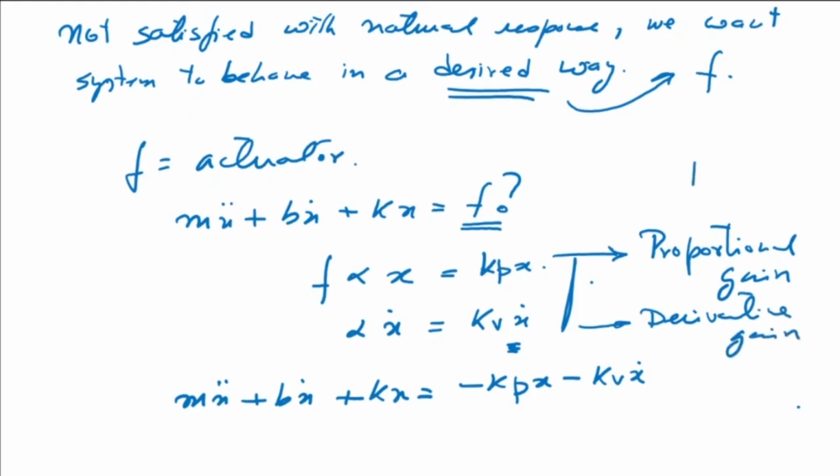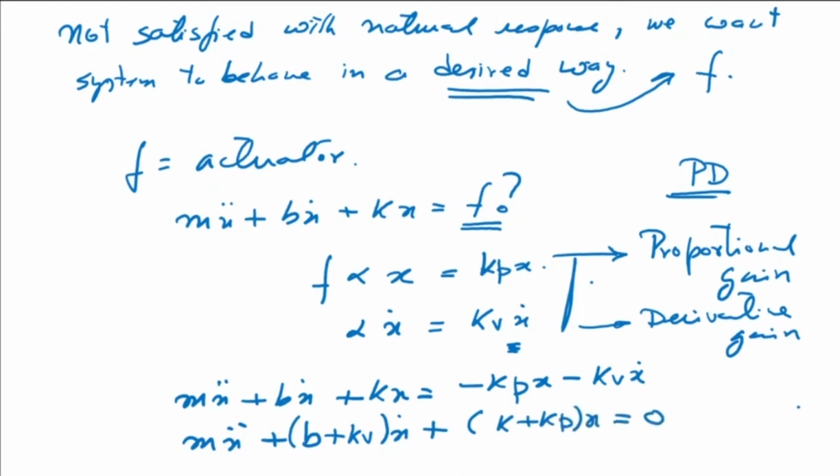This is what we call a very simple PD controller. When we say PD, it is proportional plus derivative. Now in this equation, I can bring the kp and the kv to the left hand side. So we have m x double dot plus (b plus kv) x dot plus (k plus kp) x is equal to 0. Basically, I am bringing it into the form m x double dot plus b dashed x dot plus k dashed x is equal to 0. So this part is my b dashed and this is my k dashed.